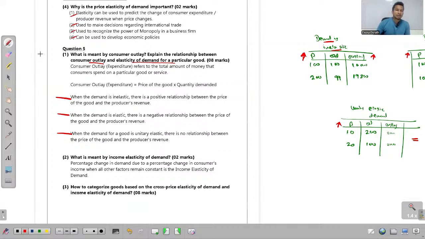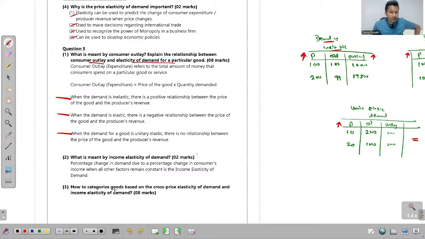Right. And question 5, part 2, what is meant by income elasticity of demand? I explained this earlier. Actually, this is a mistake. The same question has come twice, two questions testing the same thing. So that's a mistake. So ignore this. There's nothing wrong here. Just ignore this, right?